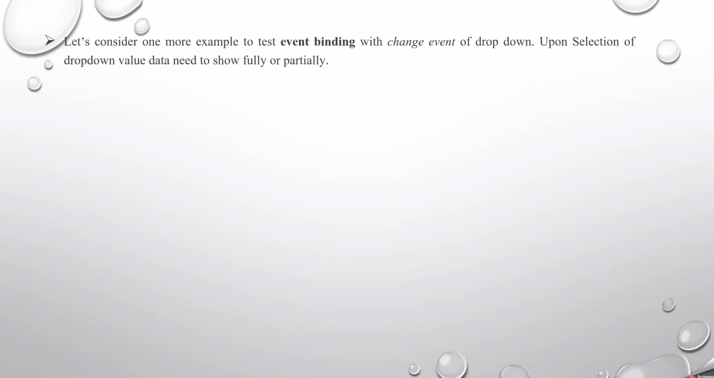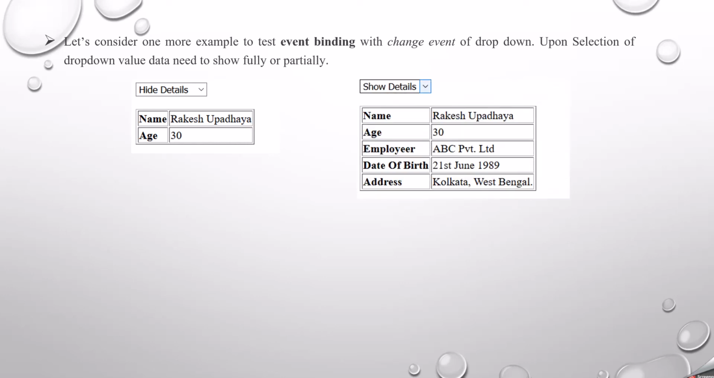So I just want to elaborate with you in detail with one more example. Before moving on, I just want to show how it would be. There will be one drop down, and when it is hide details, we are just showing name and age. When it is show details, it will come up with three more things: employer, date of birth, and address. So upon changing the event, it will hide or show the data, nothing else.